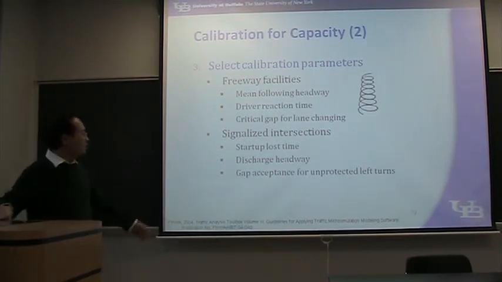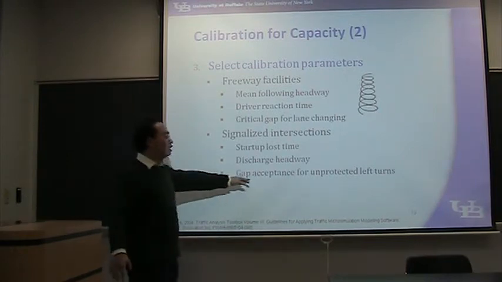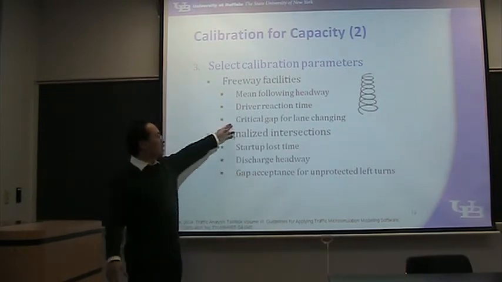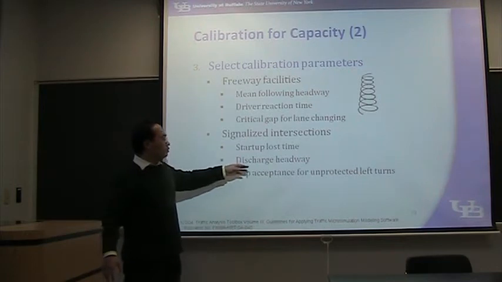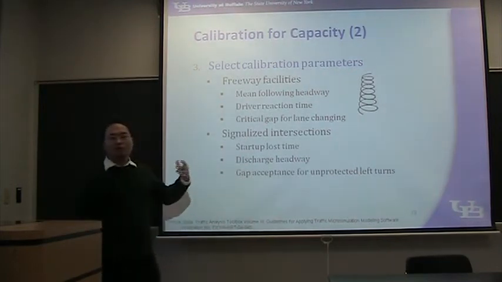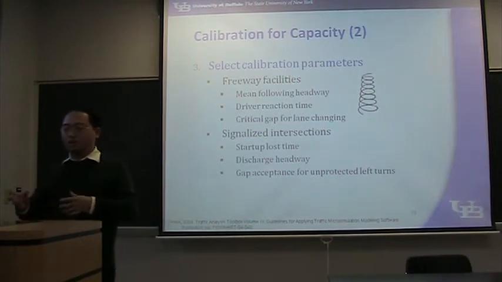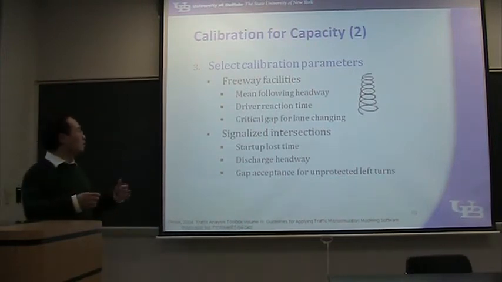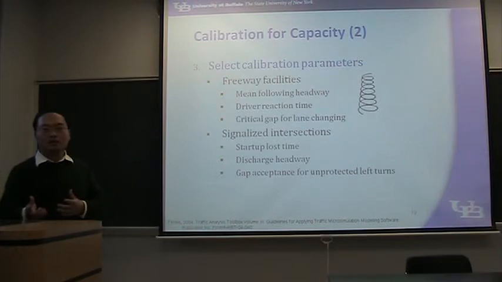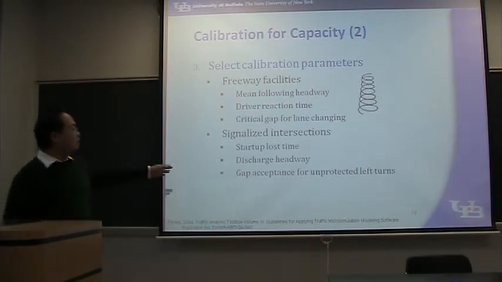The third thing is gap acceptance for unprotected left turns. This is similar to that. So unprotected left turns will block those through movements if they could not get a sufficient gap, right? So that's very similar.